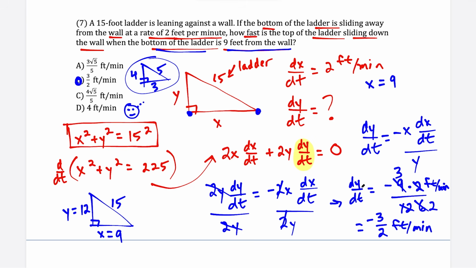Well, when dy/dt is negative, that means y is decreasing, which makes sense because as the ladder falls down, as it slides down the wall, y is shrinking. But they're asking us how fast is the top of the ladder sliding down? So since they indicated the direction in the question itself, we're sliding down at a rate of 3/2 feet per minute. If they just said, what is the rate of change of y, then we would include the negative with it. But choice B in this case is going to be our solution.